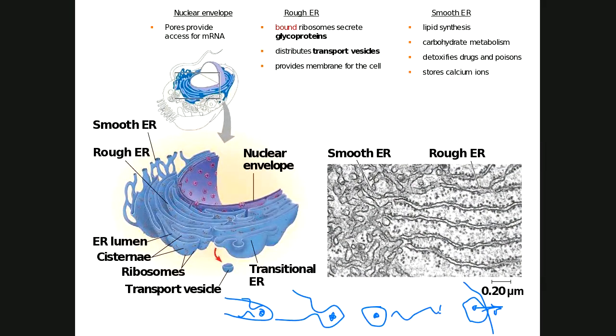The smooth ER, which is connected, has some slightly different purposes. It's where fats are synthesized. It also helps to begin the metabolism of your carbohydrates. It begins to break down those carbohydrates. A lot of the metabolism is going to occur in the mitochondria, but some of it starts here. You're going to find a lot of smooth ER in the liver, too. That's because it also is beneficial for detoxification.